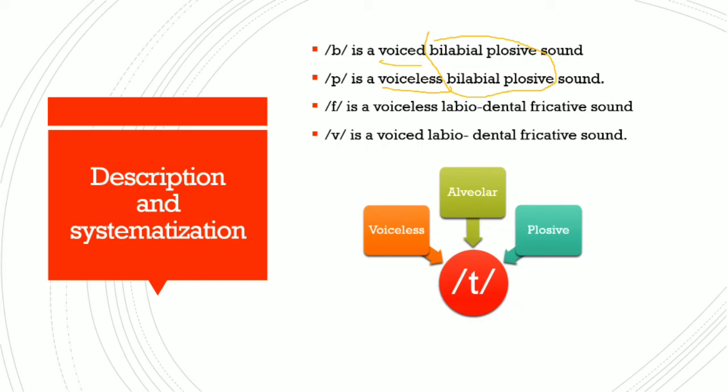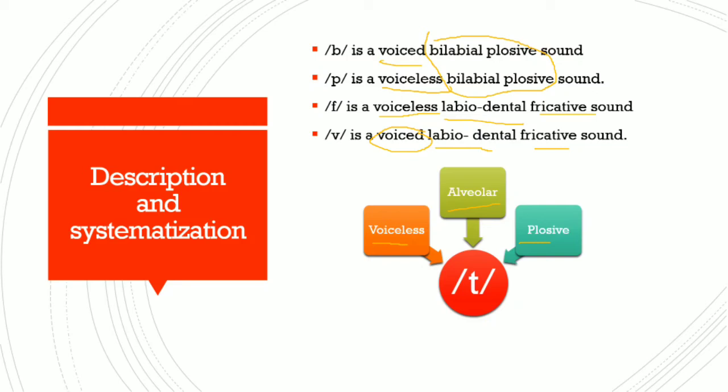The same happens with f and v. F is a voiceless sound. It's labiodental and it's fricative. V is also labiodental and fricative, but the difference between these two consonants is that v is voiced and f is voiceless. So how do you describe them? Here you have the description. T is a voiceless consonant, it's an alveolar consonant, and it is plosive. These are the three characteristics that you have to systematize.